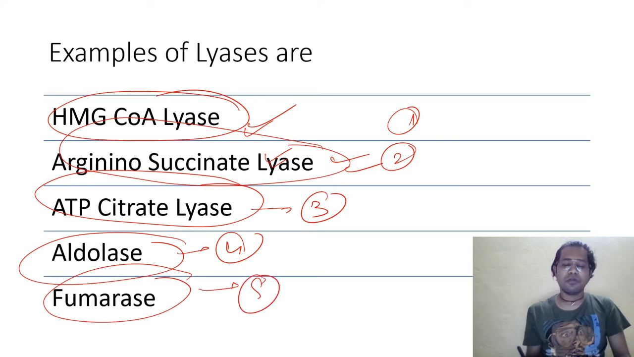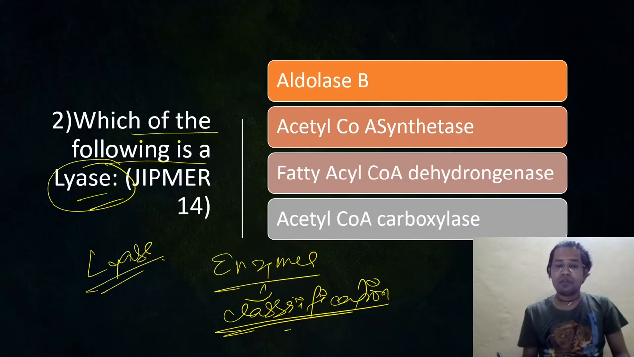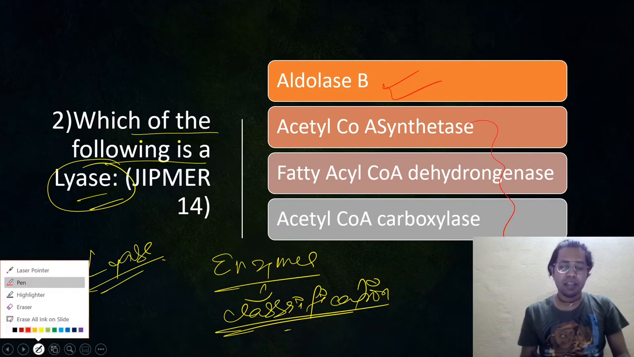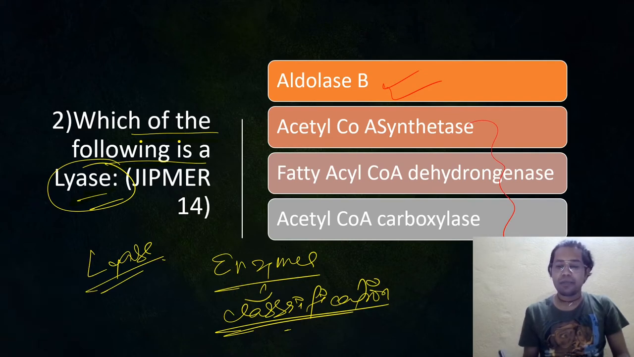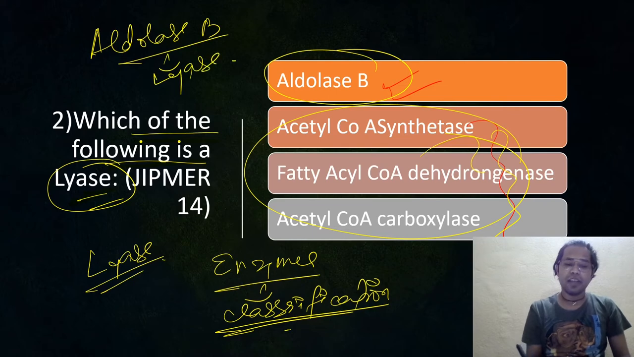Let's see now which of the following options are there in the question. See, aldolase B is there, so this is the correct answer. And all the other rest 3, we don't see them there. Only aldolase B. So aldolase B is a lyase. Okay, fine.